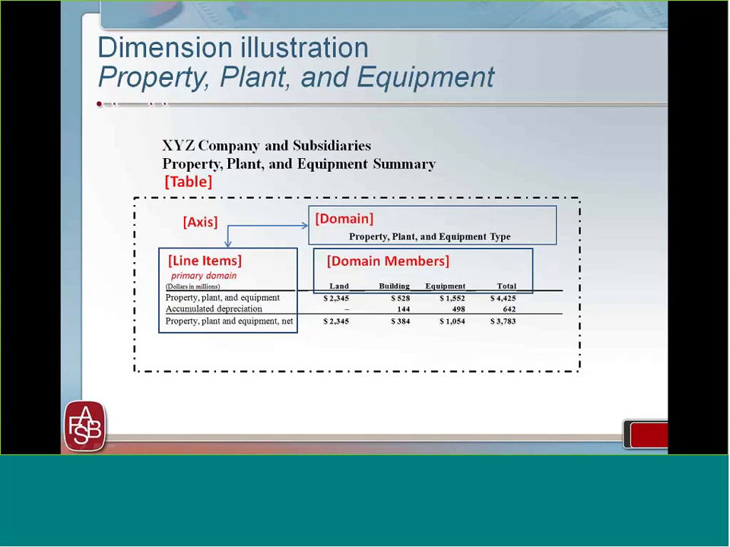A table is most commonly used to disaggregate a thing into component parts, as you can see here. What we see on the left are three line items: property, plant, and equipment, accumulated depreciation, and property, plant, and equipment net, and they're disaggregated with the domain members land, building, and equipment, and that is all within the domain for property, plant, and equipment, and the axis and into the table.